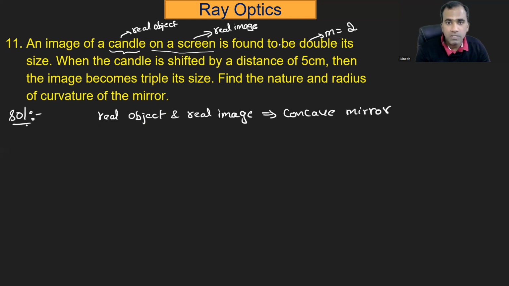Okay. So since they are saying that the image is double the size of the object, which means magnification happened. So can you tell me what is the m value? Is it 2 or plus 2 or minus 2? It can be plus or minus 2. Whenever they're saying it is doubling, it can be plus 2 or it can be minus 2. They did not say whether it is inverted or erect.